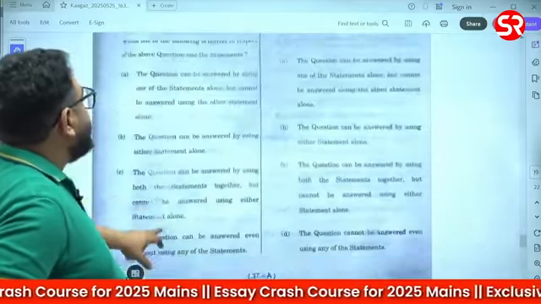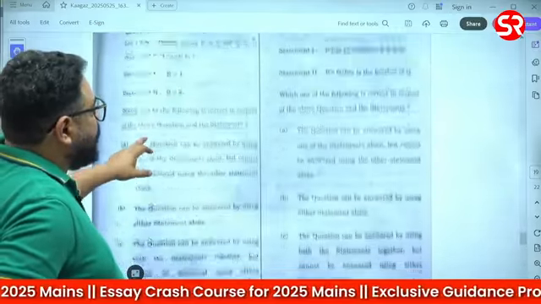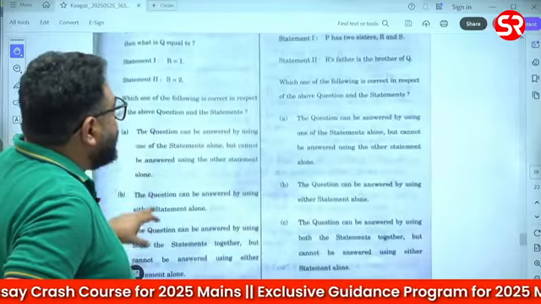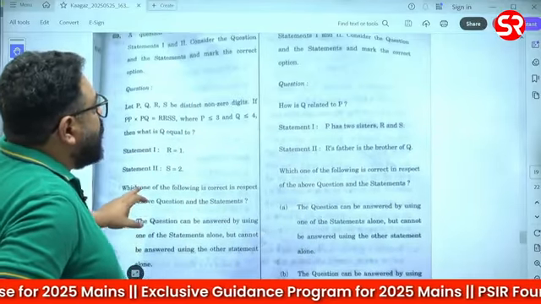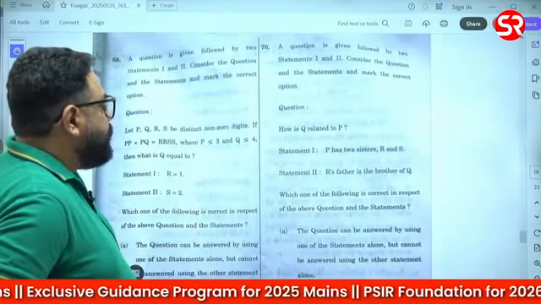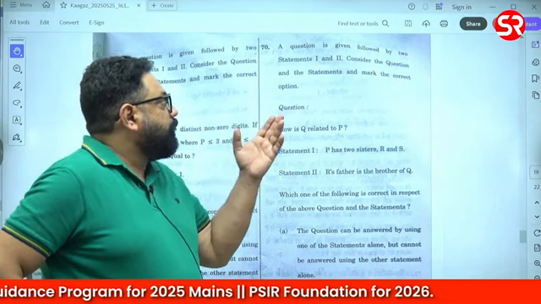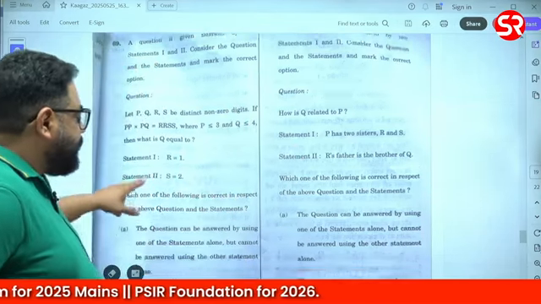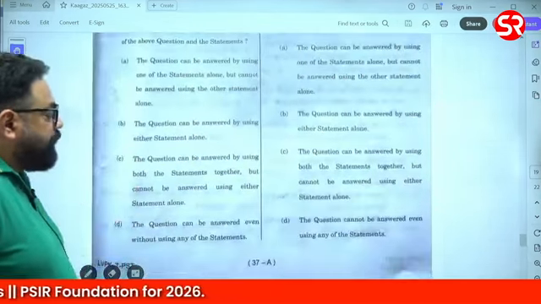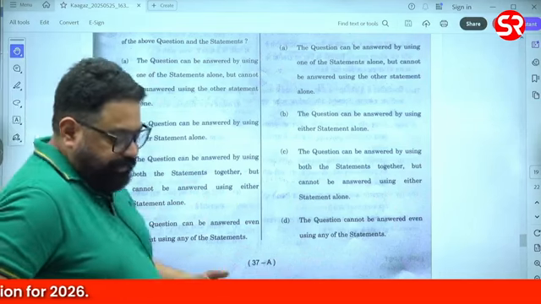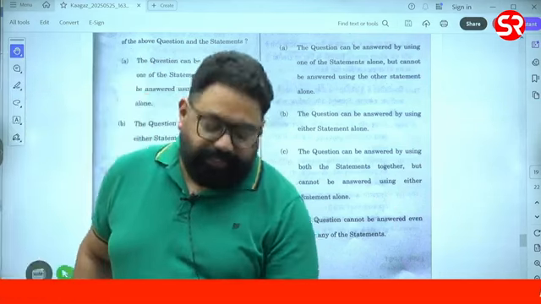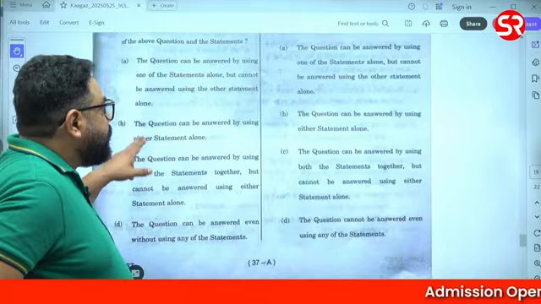पहले मैं एप्टीट्यूड कर रहा हूँ, रीजनिंग कर रहा हूँ, बाद फिर right? Then comes this question: how is P related to Q? So a question given again. This is data sufficiency options. The question cannot be answered even using any of the statements, so that option is not given. The new option. Let's see.